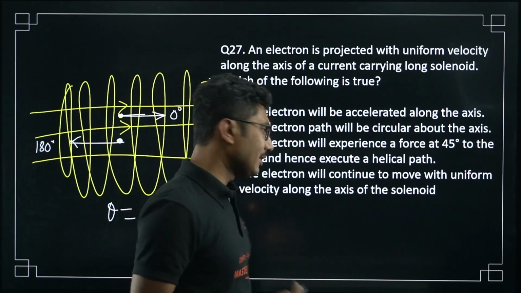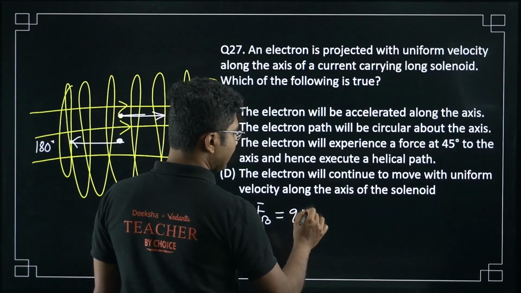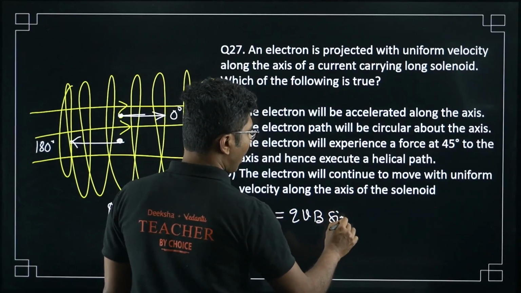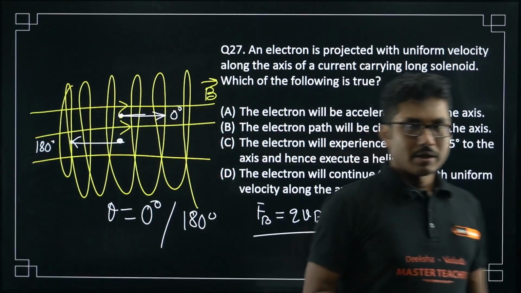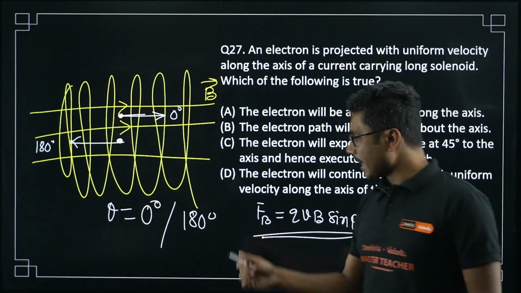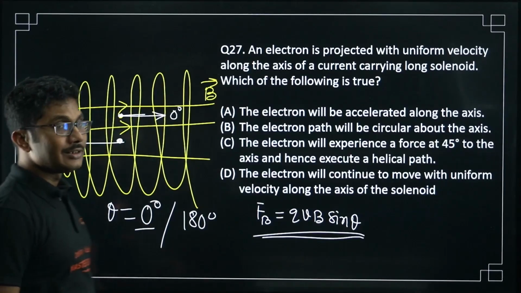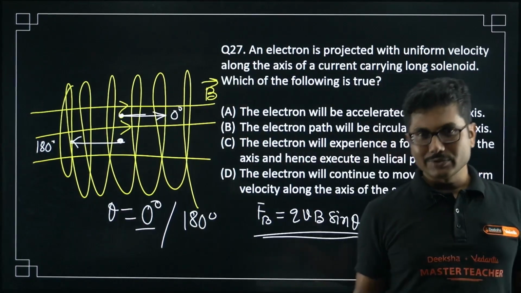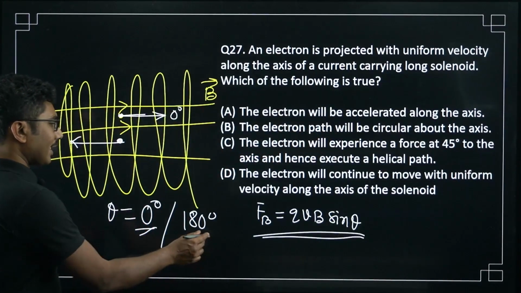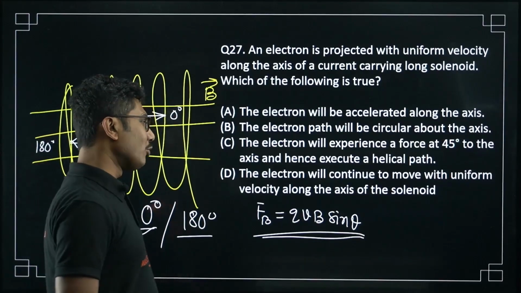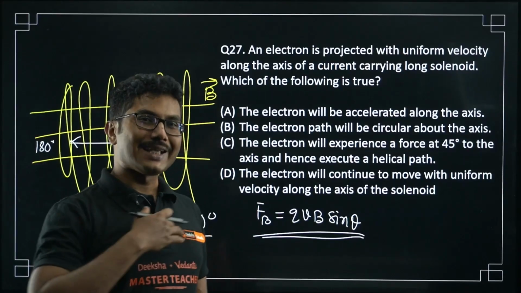Okay, so what is the force? Force, we know, is Q V cross B, that is Q V B sin theta, right? Cross product means the scalar term will be sin theta. Now sin theta means, what is the value of sin 0 or sin 180? Sin 90 is 1, but here if the angle is 0, then sin 0 is 0. If the angle is 180, sin 180 is 0 as well. So in both cases, no matter how it is moving, the electron will not experience any force.